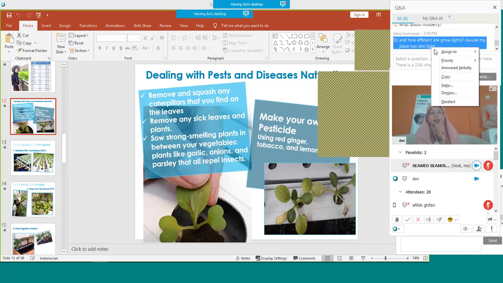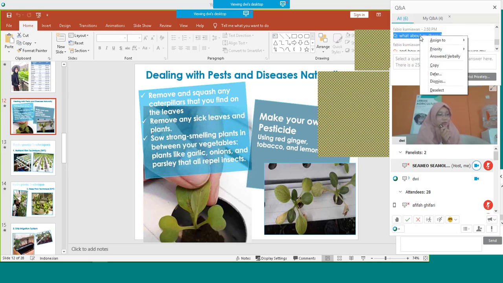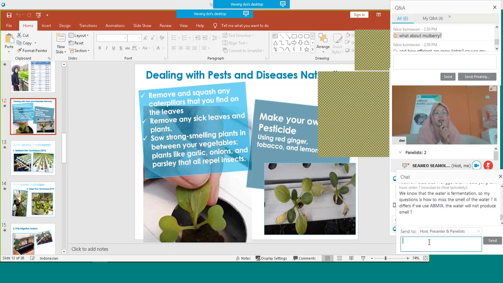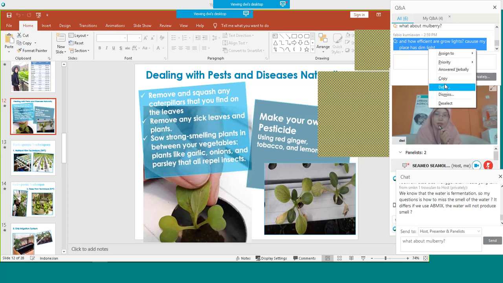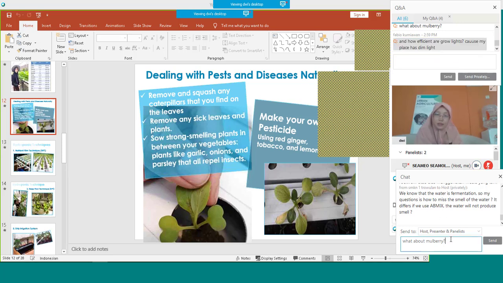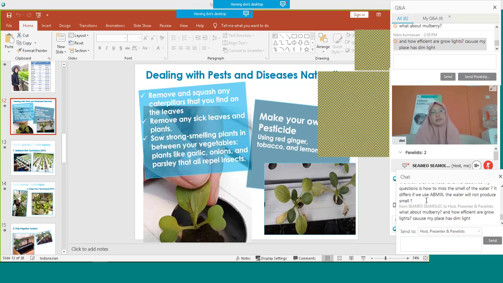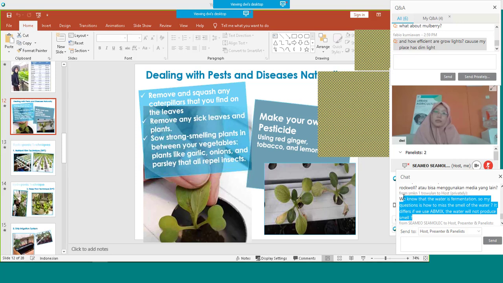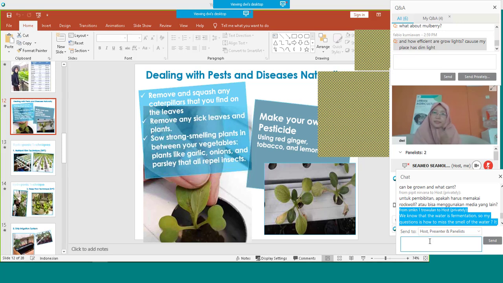Oh, actually we can use well water. We can use it for hydroponic water. What about mulberry?